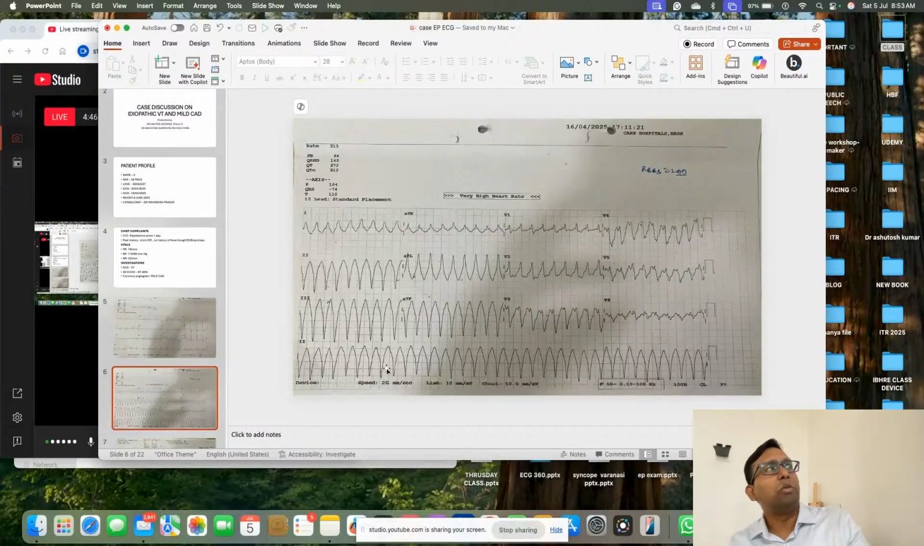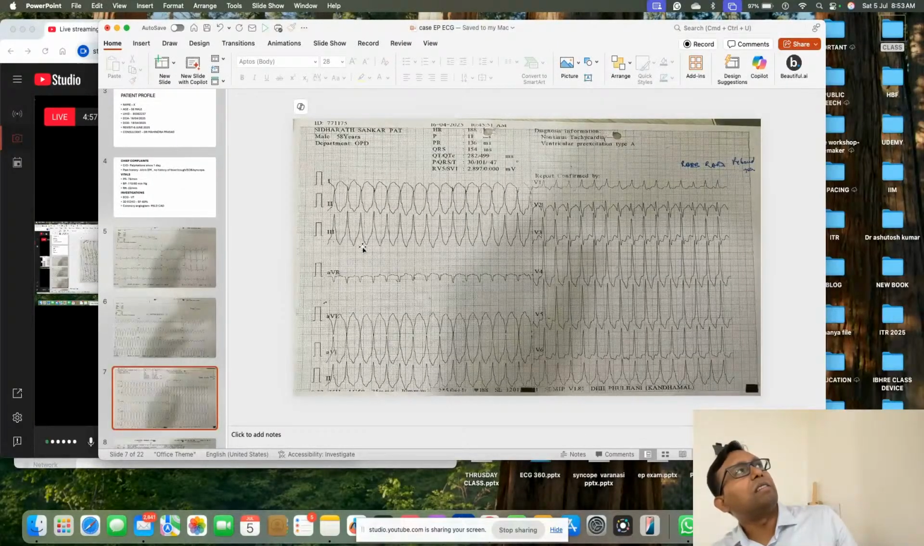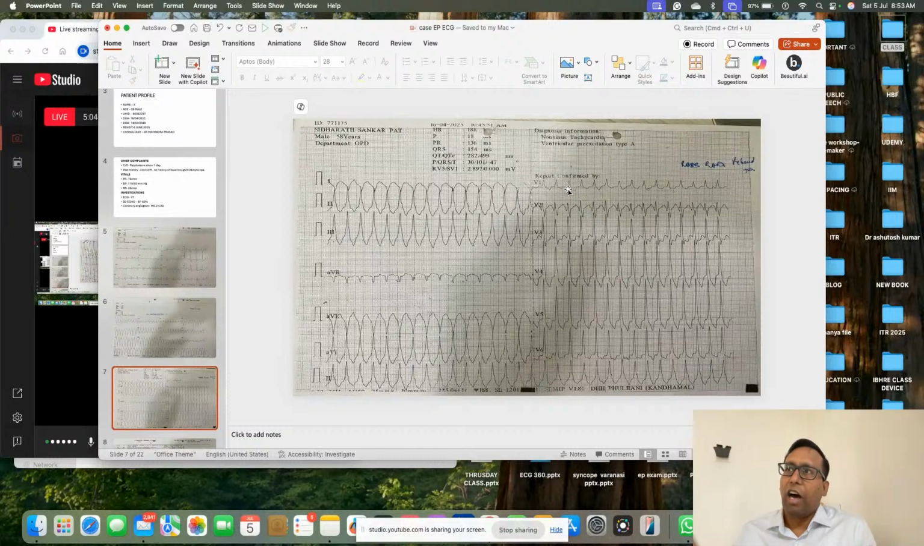After that, you can show whether the AV dissociation is there or not. By seeing this, we can say AV dissociation is there. So this was the first part. Same patient, but here things have changed. And what has changed? Here 2, 3, and aVF are positive and V1 is positive. So the axis has changed. RBB with the left axis, now RBB with the right axis.